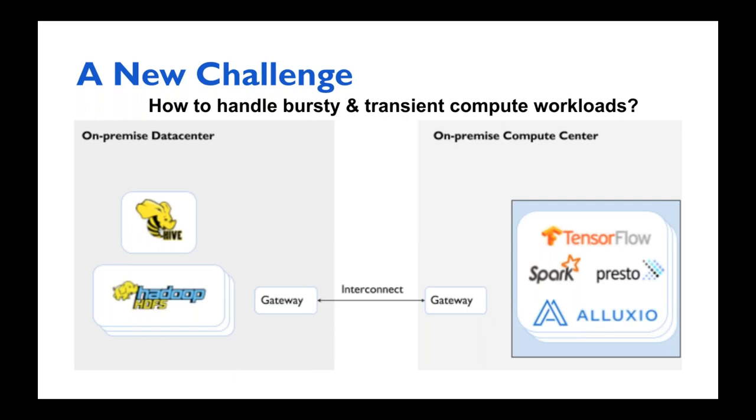And also Alluxio will cache the data in the compute center, which means that Presto and Spark will fetch the local data and the local metadata, which is similar to running Spark and Presto in a single cluster co-located with Hadoop and HDFS, but they actually are separate.